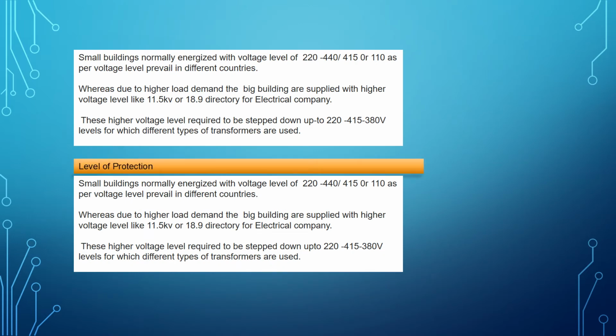The other thing is the level of protection. As you know, in a big building there are many types of load, so there is a chance that there may be a fire, maybe a fire in an electrical room. There are many electrical rooms in the buildings. There are bus channels and many other things which can cause a fire. So the level of protection is also very advanced in big buildings, and it is very necessary.